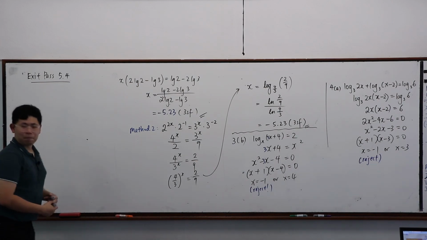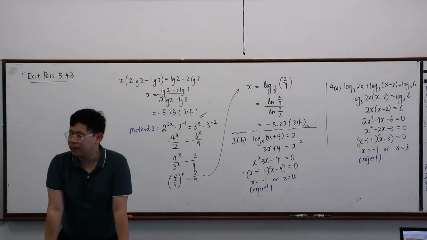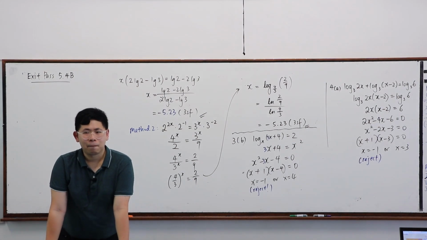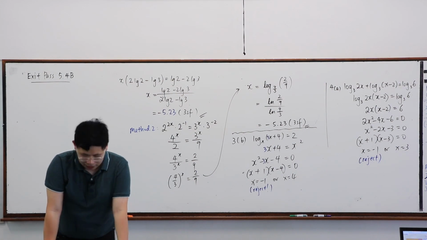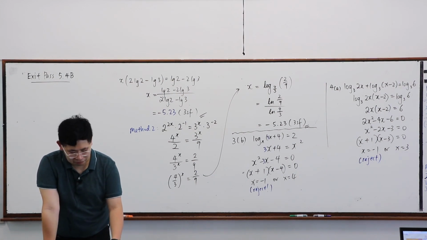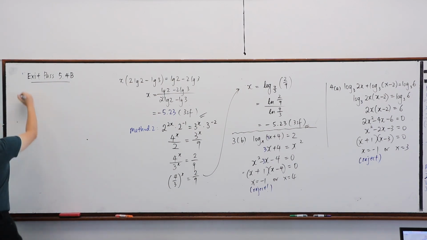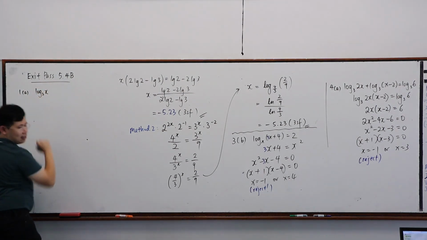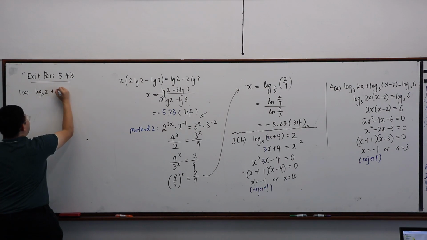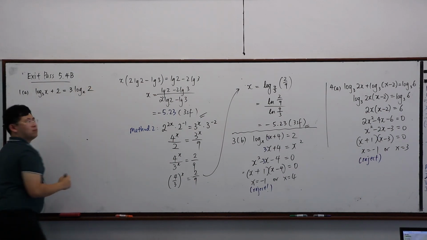Okay, 5.4b. Question 1a. Anyone need help with question 1a? Question 1b. Okay, I think I'll do A and B. The rest I'll let you try. So 1a looks like this. I have log base 2 of x plus 2 equals 3 log base x of 2. Okay?